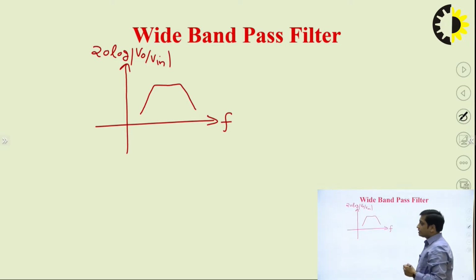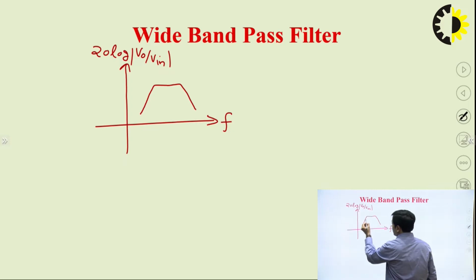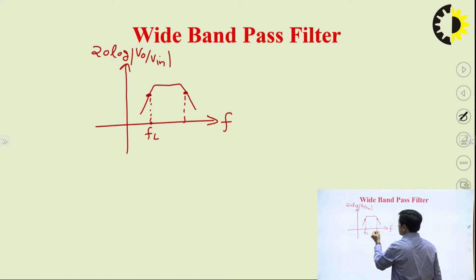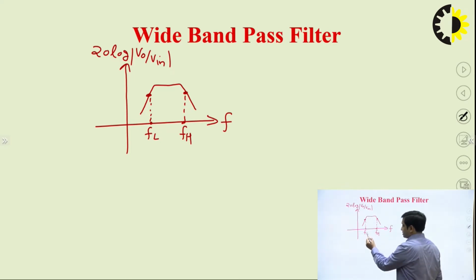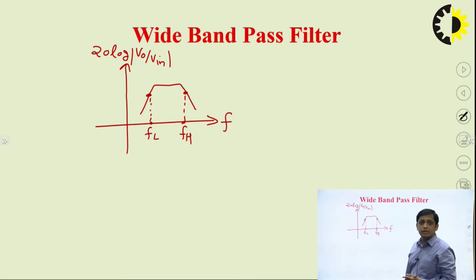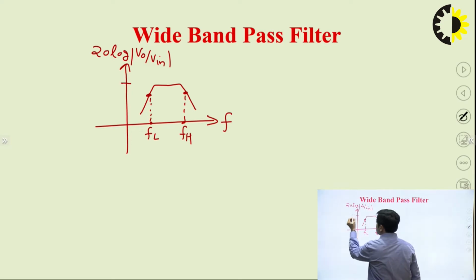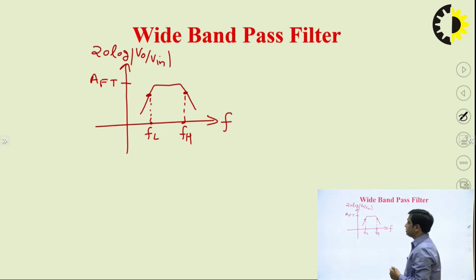Right? You can see that a particular band of frequency is passed, and there are two cutoff frequencies involved. One is FL and another one is FH. These are the cutoff frequencies for wide band pass filter. FL is referred to as lower cutoff frequency and FH is called upper cutoff frequency. This cutoff frequency is also called minus 3 dB frequency, and the maximum pass band gain is this one. Let's say this is AFT. AFT is the total pass band gain, right?